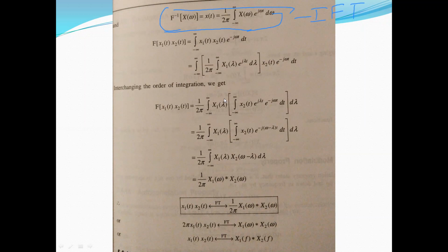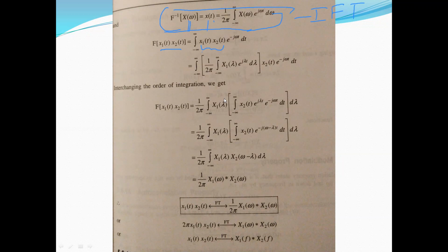Now what we are going to do is take the Fourier transform of the LHS, which is x1 into x2. According to the formula, in place of x of t, we'll put x1 into x2. Now we're going to put x1 of t as the inverse Fourier transform formula. So here is the inverse Fourier transform formula above. If you put x1 of t here, this will become small x1 of t.